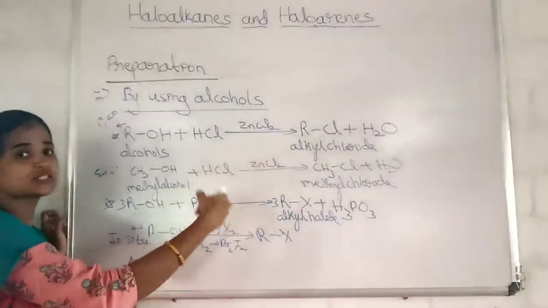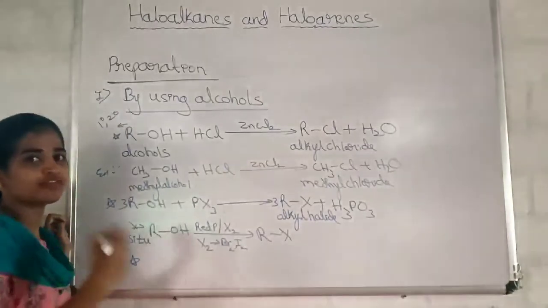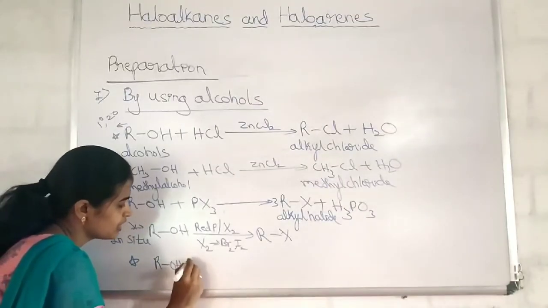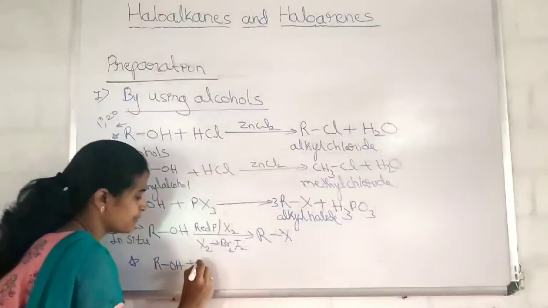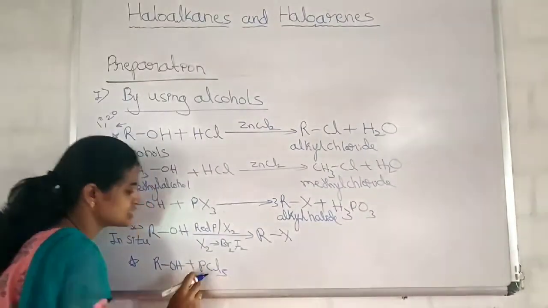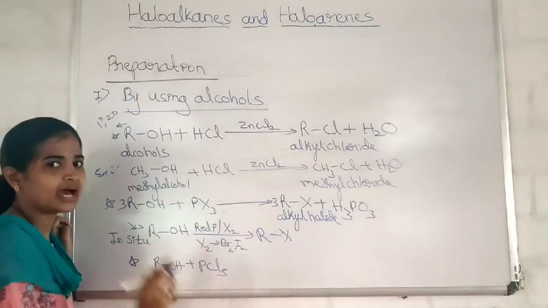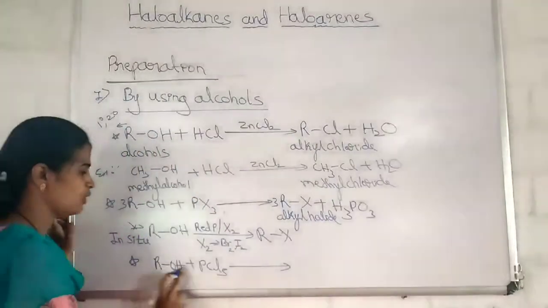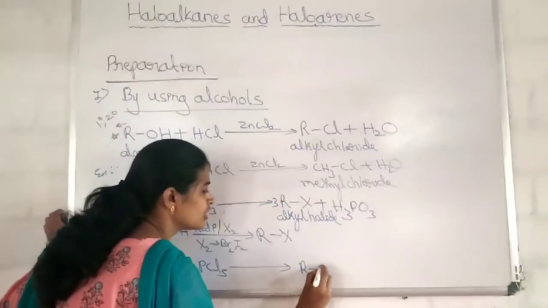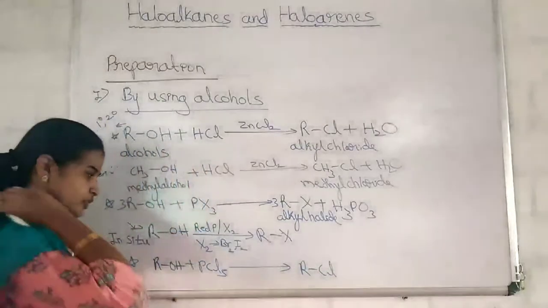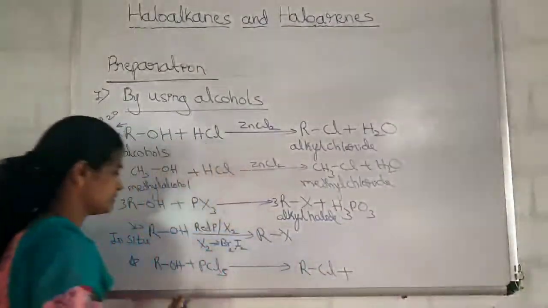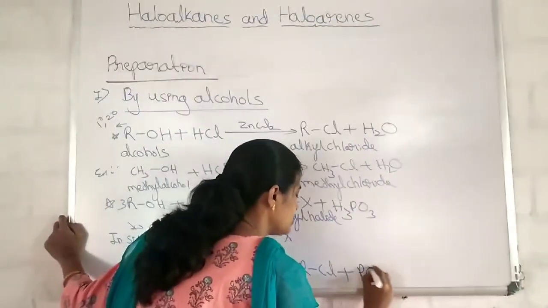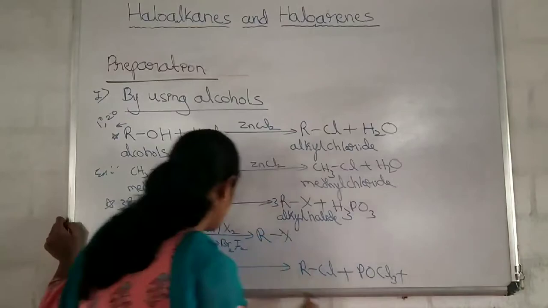One more: phosphorus pentahalide with ROH. Let us take an example, PCl5. What is the name of this? Phosphorus pentachloride. What do I want? I want the product alkyl chloride. POCl3 is one of the side products.